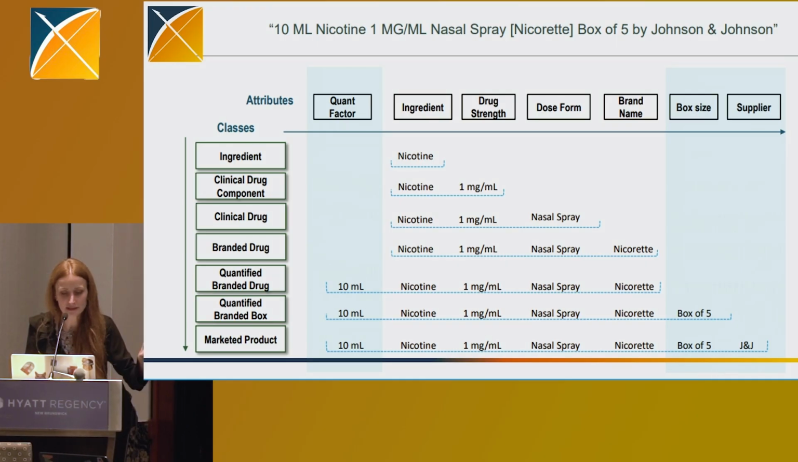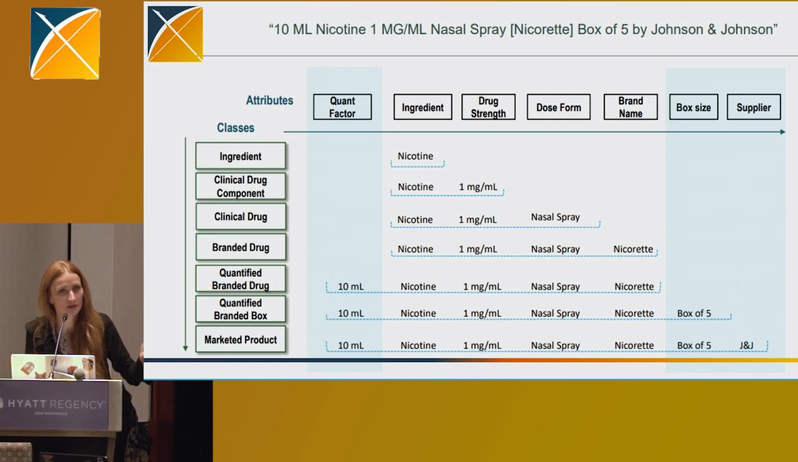Then, if you have ingredient, drug strength, and dose form, you will get classical clinical drug. Without any brand information, supplier, and so on, just clinical drug. Then ingredient, drug strength, dose form, brand name, you see branded drug, concept class. Very nice one, especially if you're interested in some brands. Then we have quantified factors added to that list, so the result will be quantified branded drug. Then if you have box size information, you'll get quantified branded box.